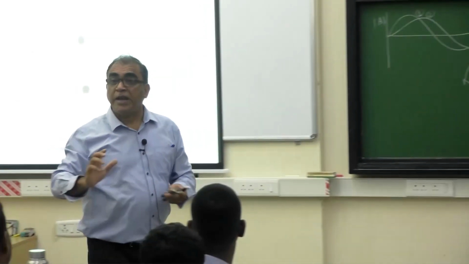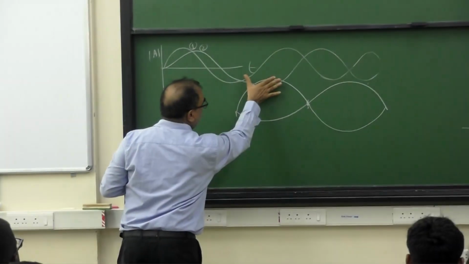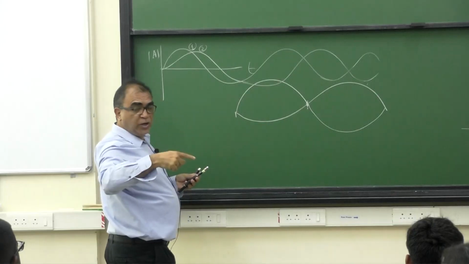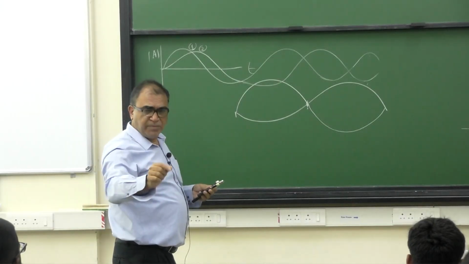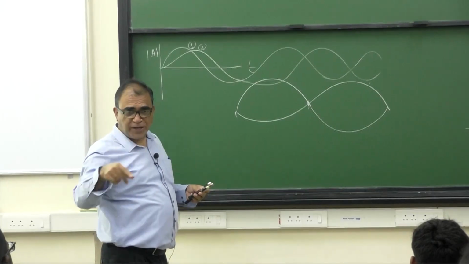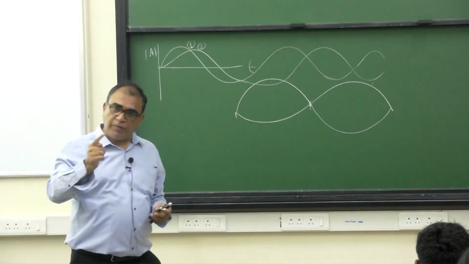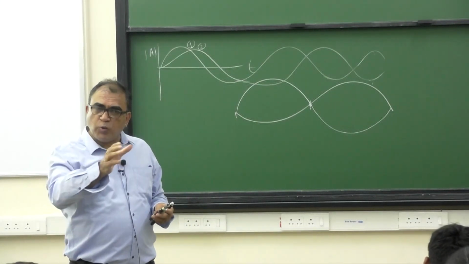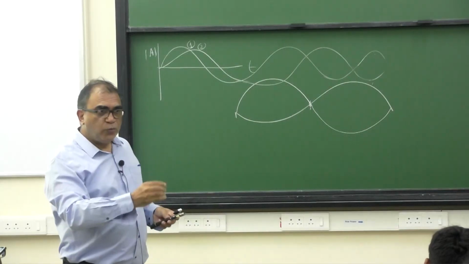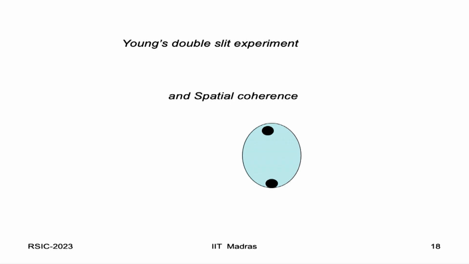So I will have a coherence length. That means if I have some time up to which they are coherent, then the speed of light will come into the picture, because speed is distance by time, v is equal to s by t. So if you talk of t, you can talk of d, because the speed of light is given. So you can talk of coherence time or coherence length.